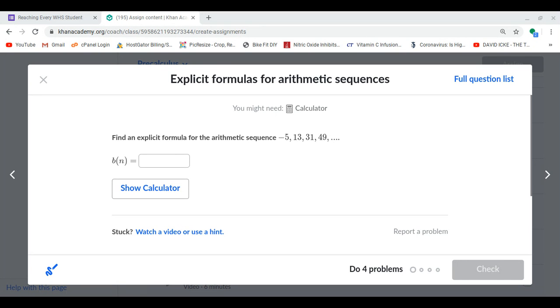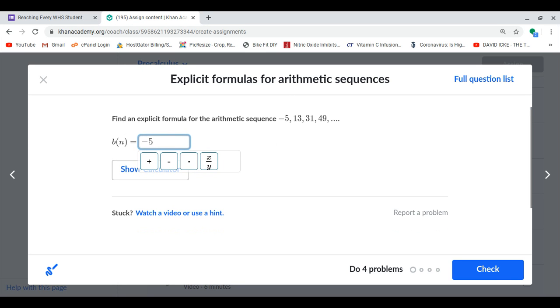All right, so we're going to figure out what an explicit formula is, meaning if I put in, say, a number for a certain term, I can use this formula to find the exact term. So what we're going to first do when we do an explicit formula is we're going to start with the first number. So -5 is the first number in the sequence. And then we have to figure out what number we have to add to it to get the next number.